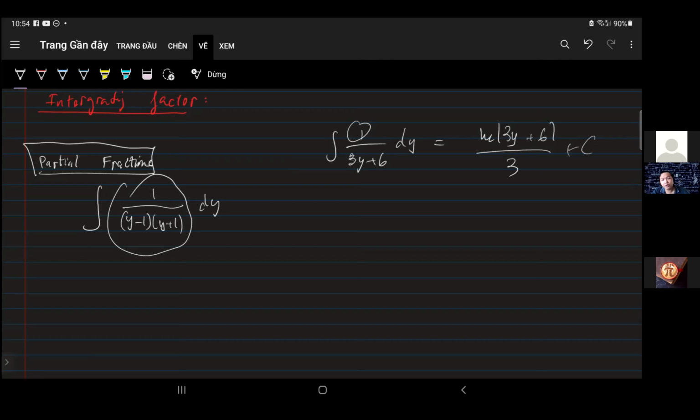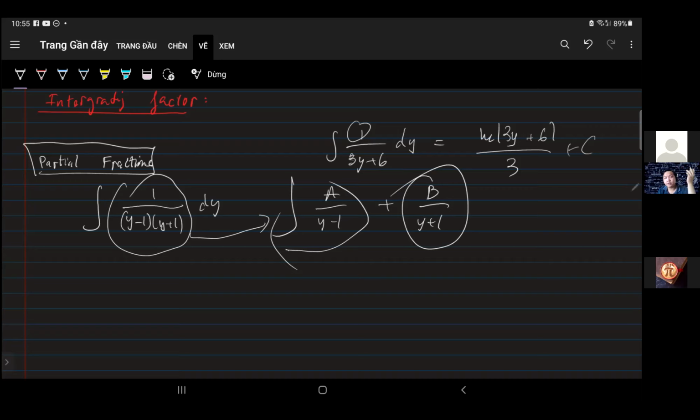So the idea is to transform the second-order denominator into something simpler, though you have to pay for it by having more terms. You can transform that into two terms: one term is a over y minus 1, and another term is b over y plus 1. If we guarantee that a and b exist, then we're done, because we take the integral and each term is so simple. So that is the idea of partial fractions.